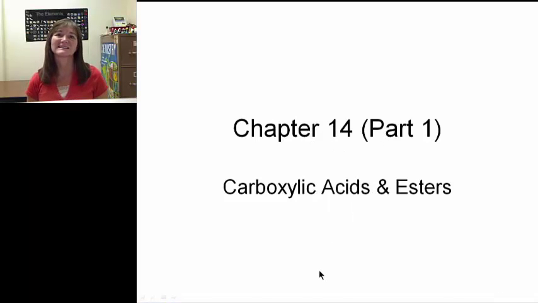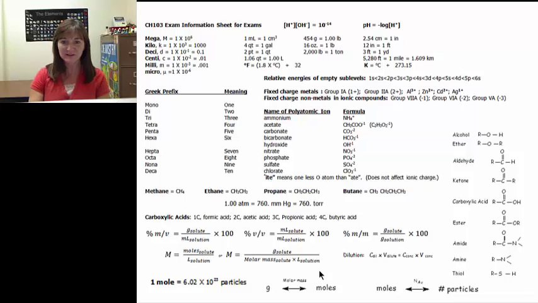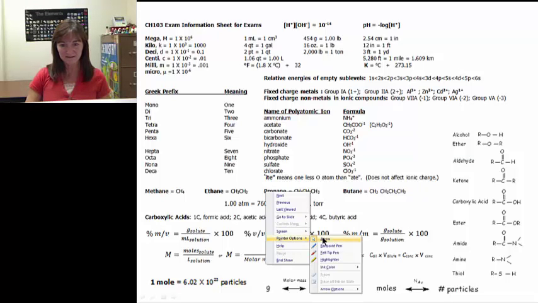Right. Hi, class. Today we're going to go further into organic chemistry. In chapter 14, for the first part, we're going to talk about the functional groups of carboxylic acids and esters. Now, to refresh your memory, I have a slide here with your information sheet, and I'm going to get my pen.